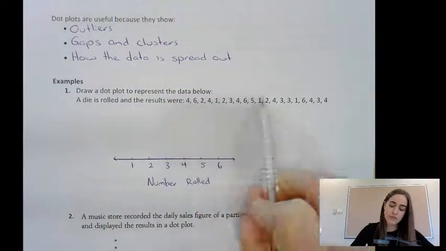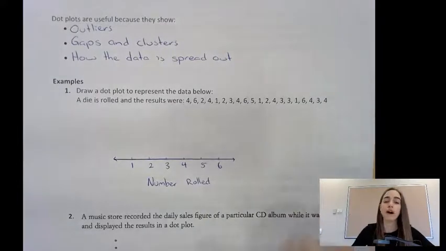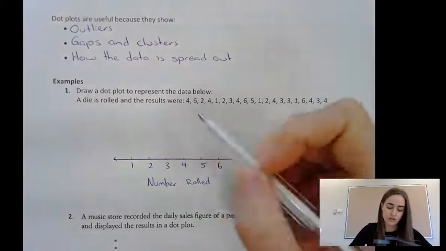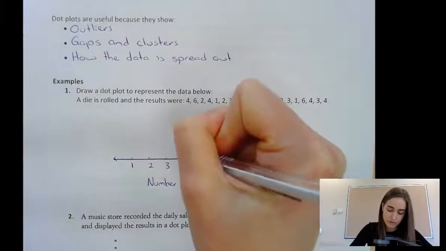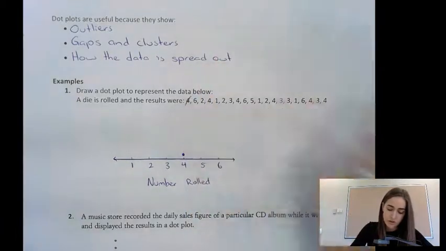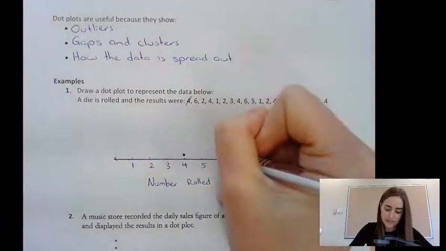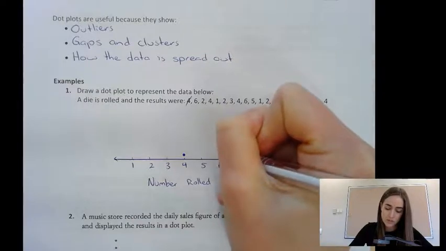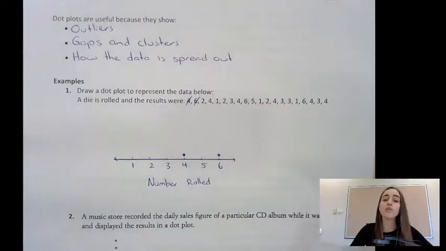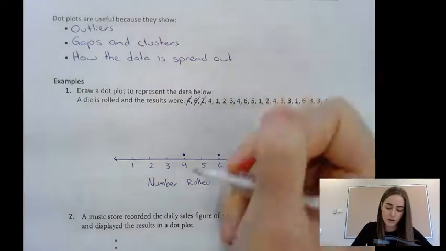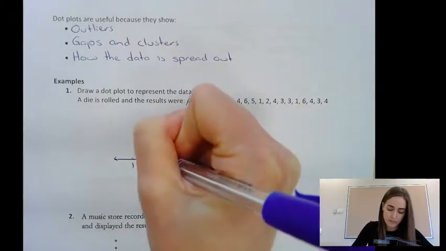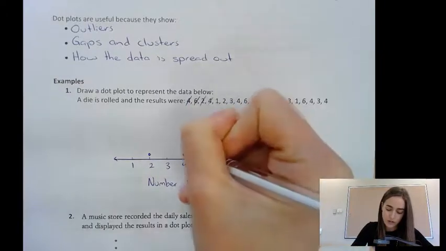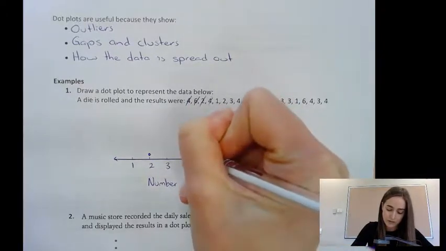Now for each of these scores, we're going to put one dot above that number. So for the 4, we're going to put one dot above the 4. And we've crossed that one out. Then we'll put one above the 6. Now when we're doing this, we need to make sure that all of our dots are about the same size and that they're all evenly spaced apart as well. So when we start going up. So we've got another 4 here, so I'm going to put another dot above the 4.